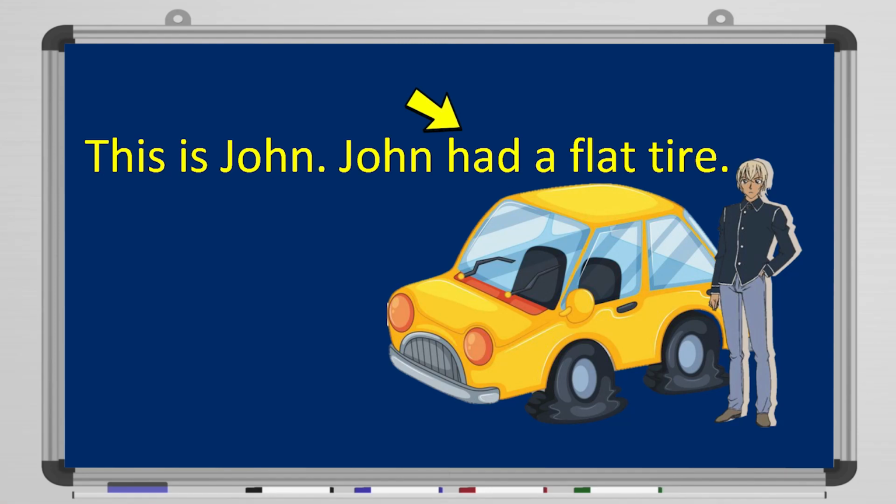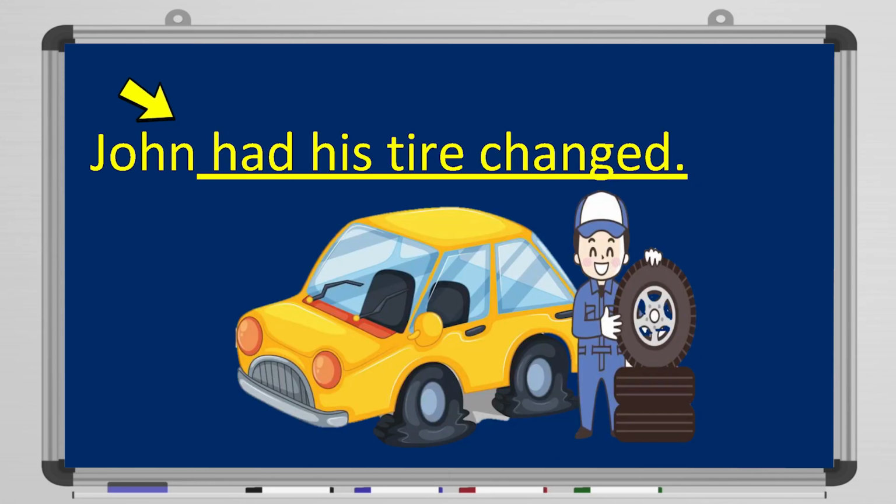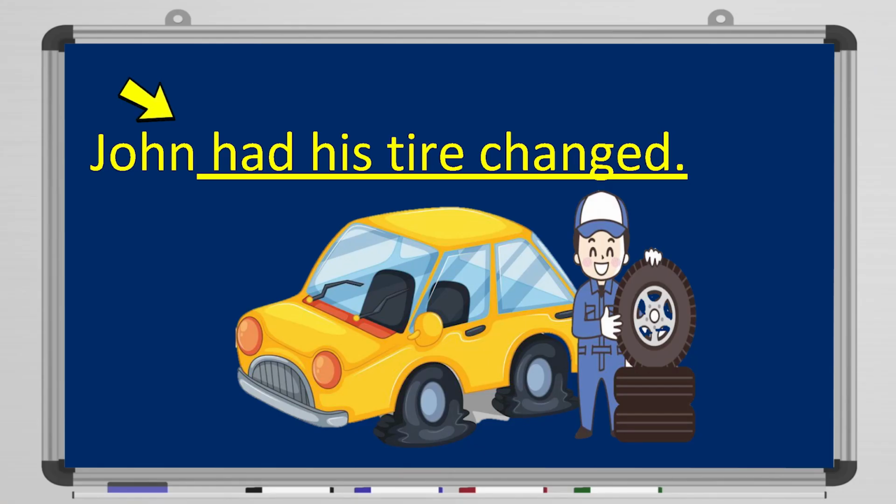Let's look at some examples to make sure that you understand it well. This is John. Now, John had a flat tire. If I say, John fixed his tire, what does it mean? Or John changed his tire. It means that John is the one who changed the tire. But if I say, John had his tire changed, what's the difference? Do you notice a difference between these two sentences? Well, I'm sure you're correct. John had his tire changed means that someone else changed it for him. Maybe a technician, someone he found on the road, his brother, anyone. So this is basically the causative.